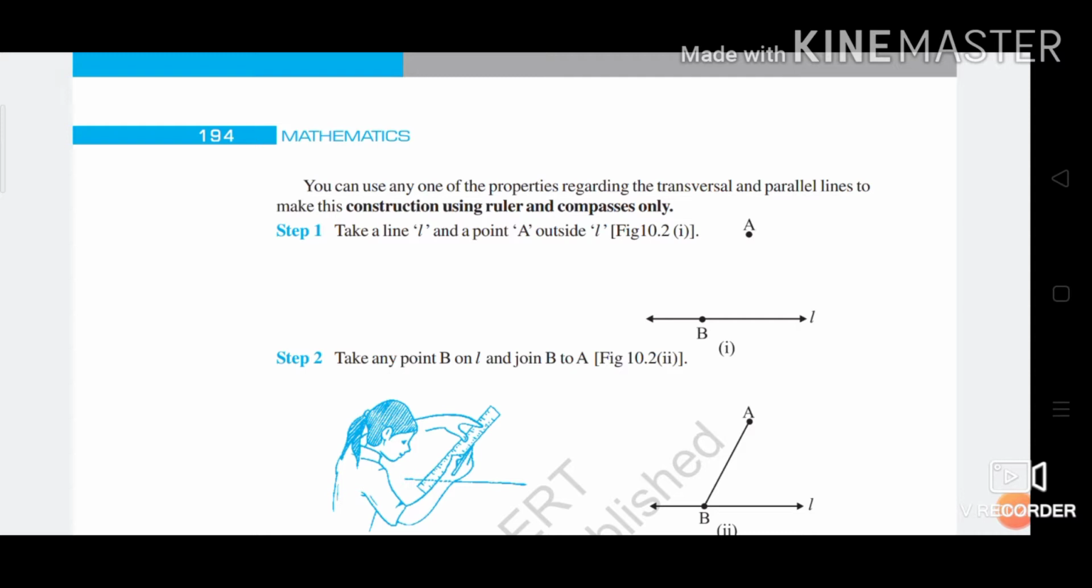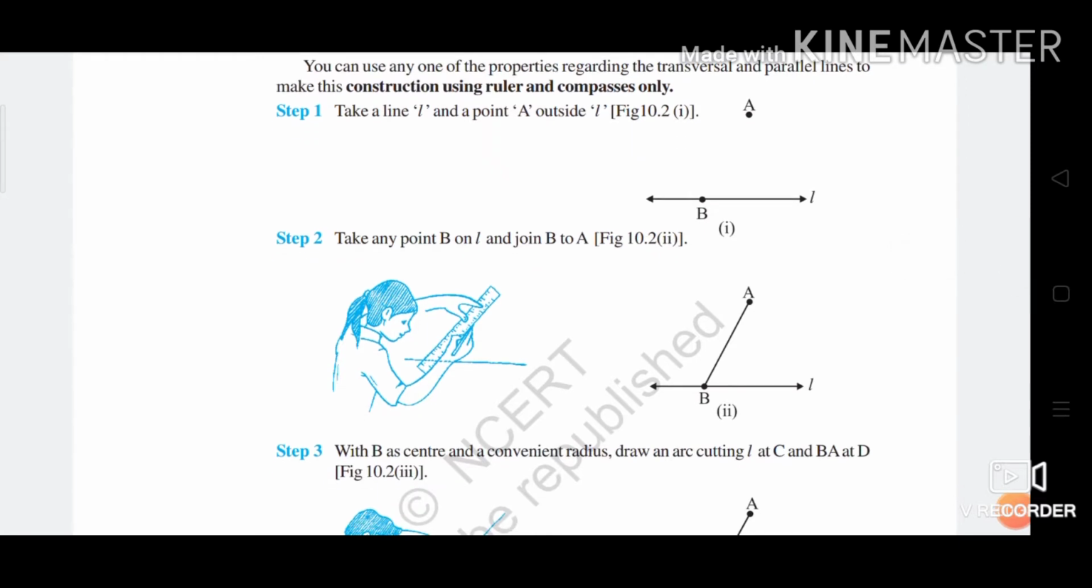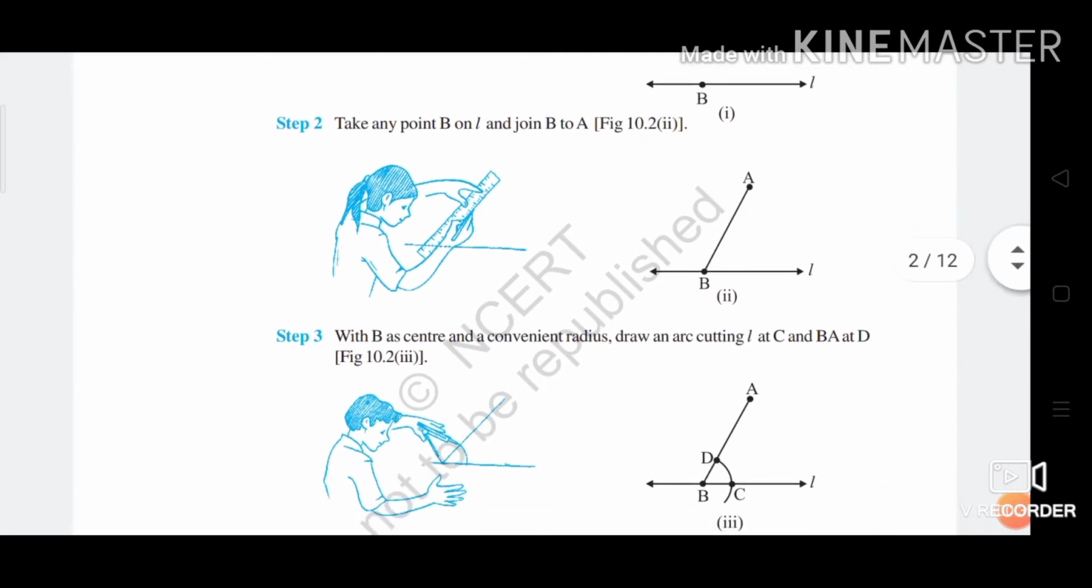First of all, take a line L and a point A outside L. You can observe the diagram. Second step, take any point B on L and join B to A. Third step, with B as center and a convenient radius, draw an arc cutting L at C and BA at D.